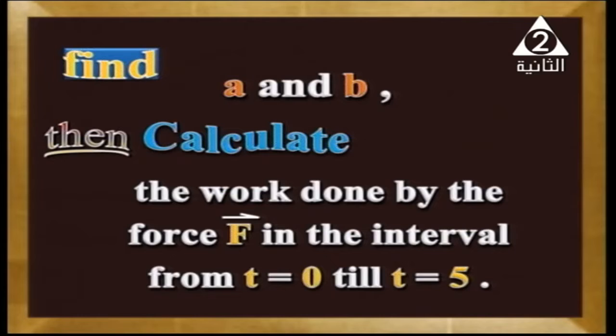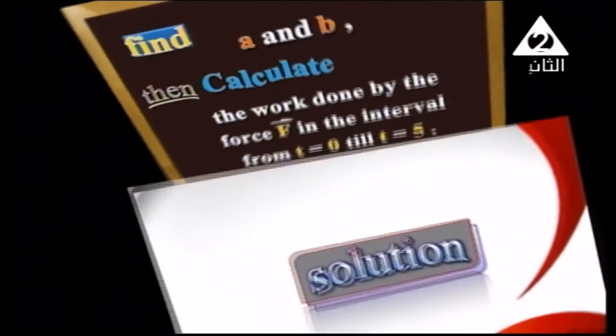My dear students, the required are a and b. We have two unknown variables, a and b. Then calculate the work done by the force in the interval from t equals 0 till t equals 5. Look at the solution.